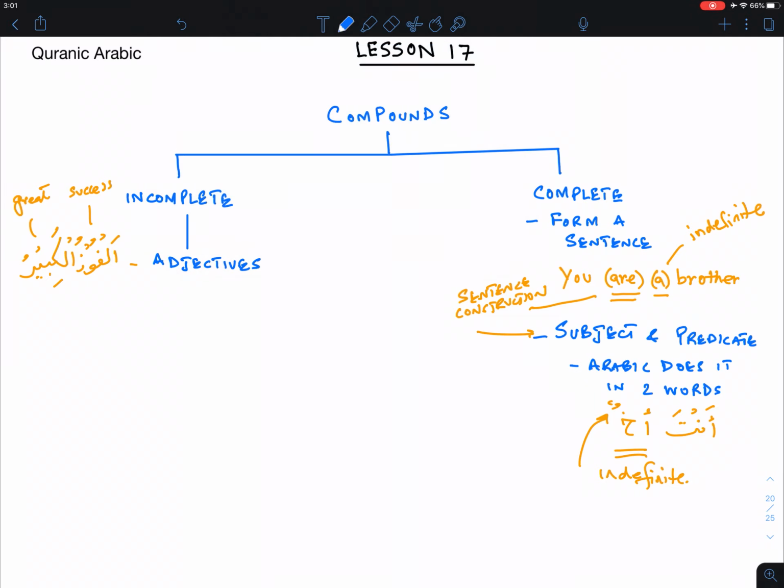Another example of the incomplete is the possessive phrase. I will explain what I mean by that. For instance, we say Kitabullahi, which means the book of Allah. That's a possessive, signifying possession. So the book of Allah is again an incomplete compound. Let's take the third example.